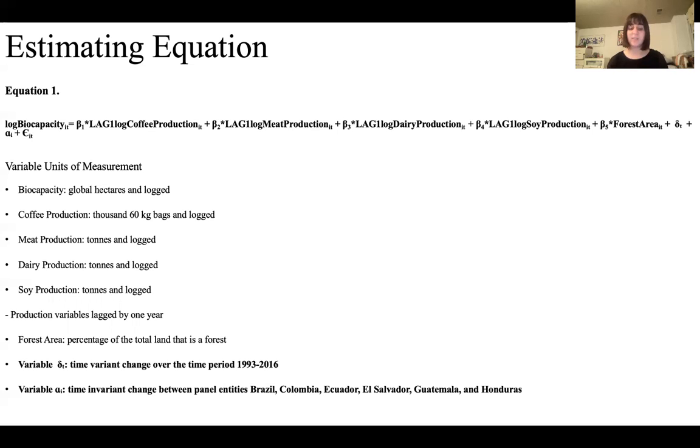I also run a fixed effects regression, as you can see by the delta and alpha variables. The delta variable accounts for any change over the time period 1993 to 2016 that might not be observed with the already included variables. And the alpha variable accounts for any change between panel entities Brazil, Colombia, Ecuador, El Salvador, Guatemala, and Honduras, also perhaps not observed by the already included variables.